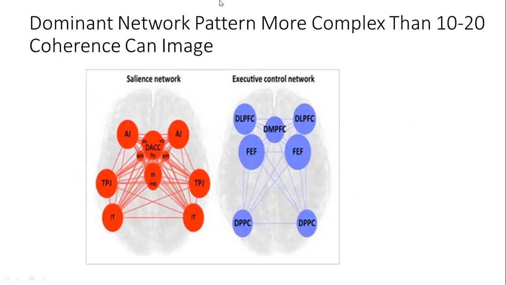Here's the salience network. You can see again how complex it is, and it's not all matching the 10-20. Same thing with executive control, although that's much closer because the dorsolateral prefrontal cortex is kind of F3, F4, and dorsolateral parietal cortex is very close to P3, P4, anatomically.